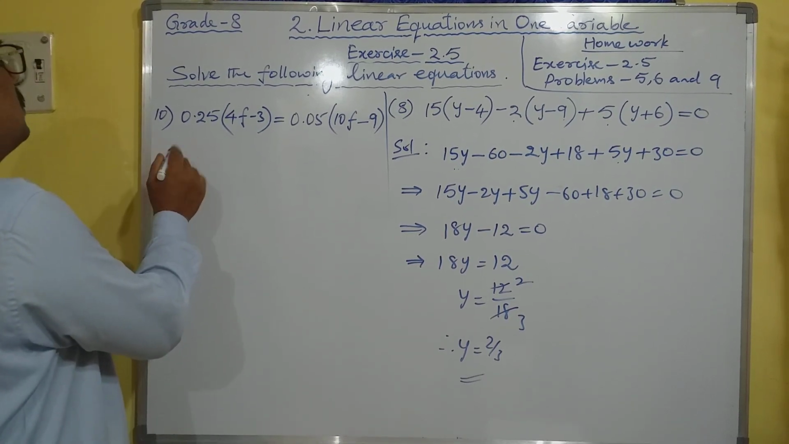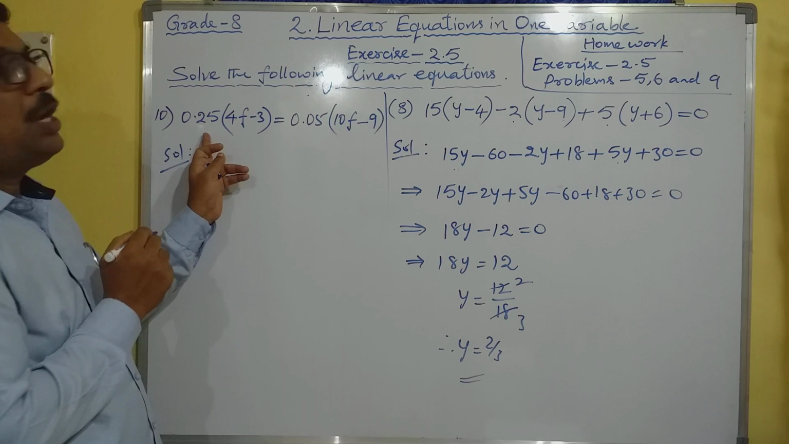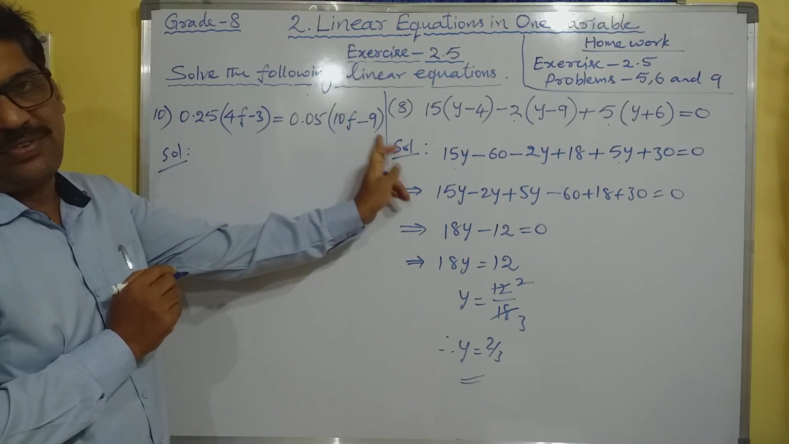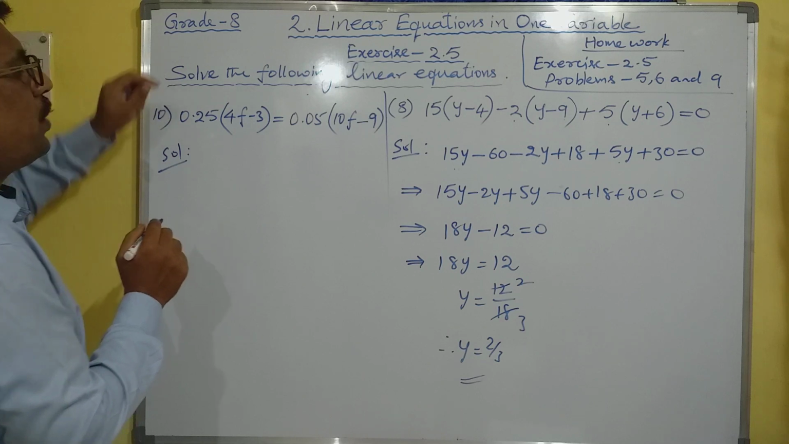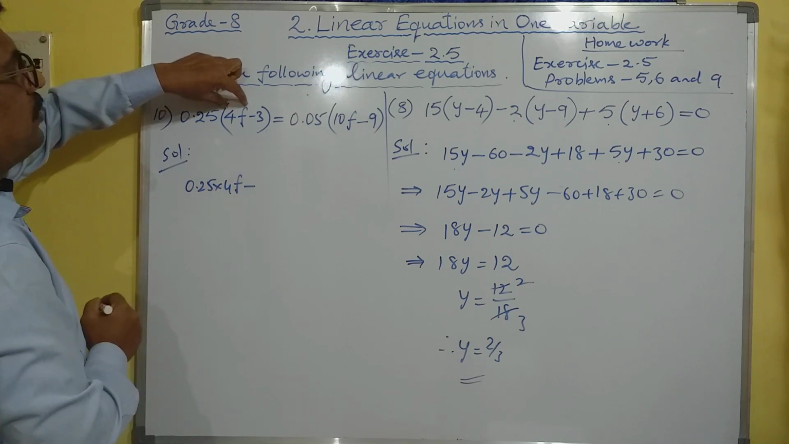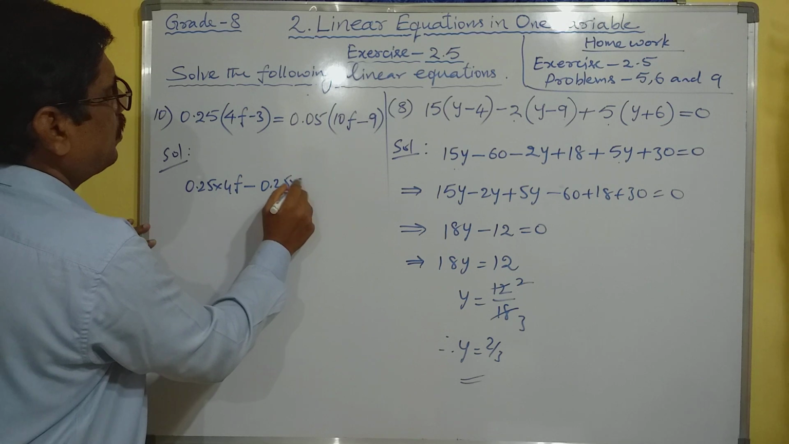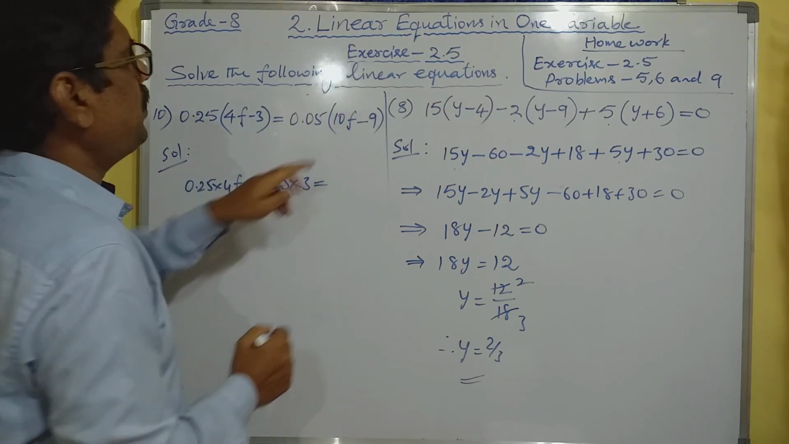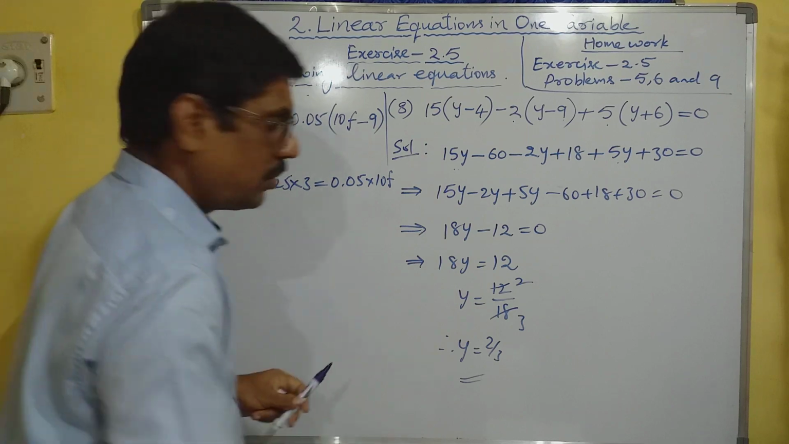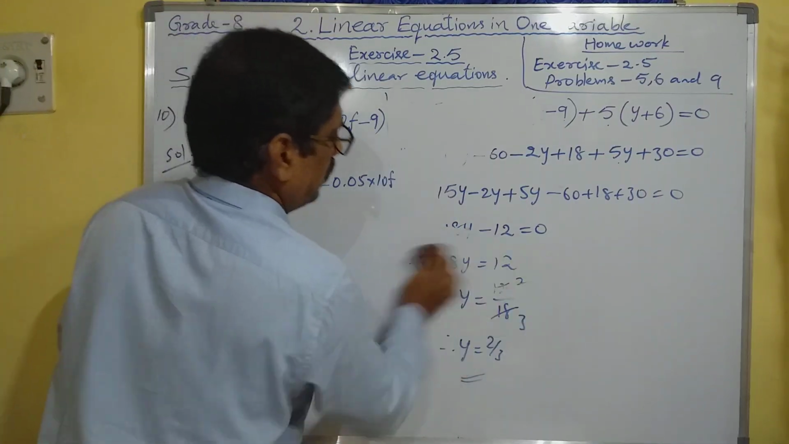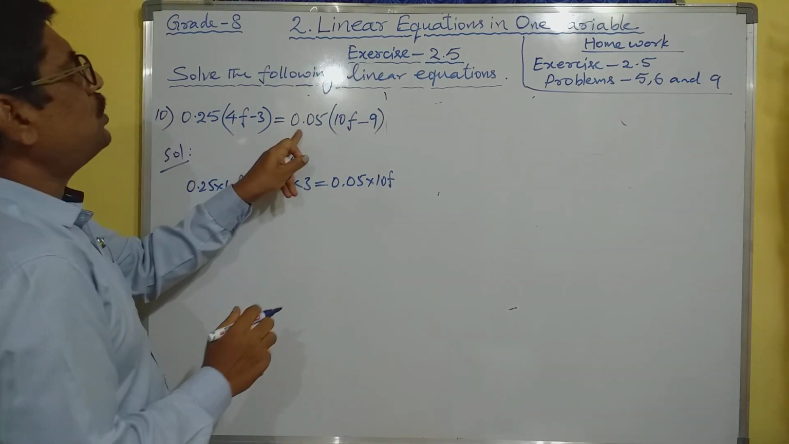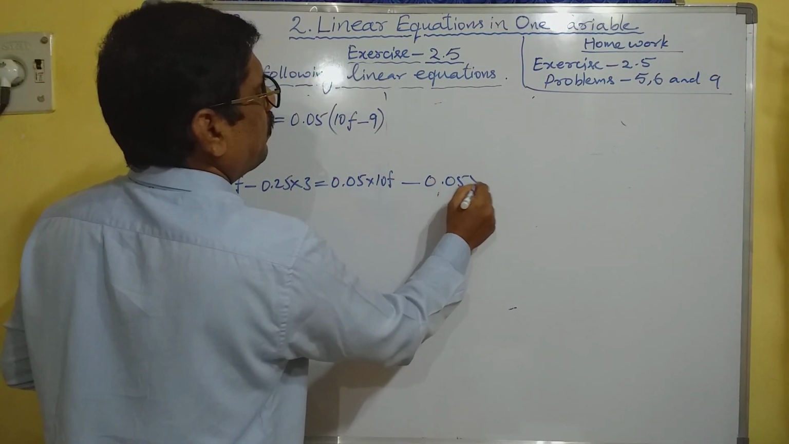Now look at this. Here 0.25(4f - 3) = 0.05(10f - 9). Okay, by applying the distributive property, we can simplify this. 0.25 into 4f minus 0.25 into 3 is equal to 0.05 into 10f minus 0.05 into 9.